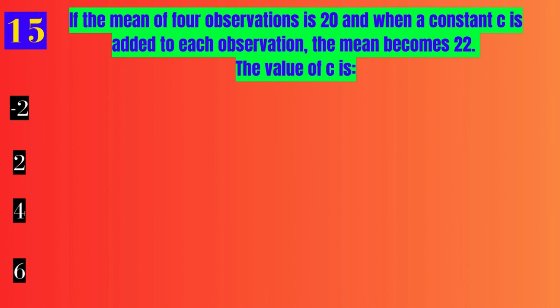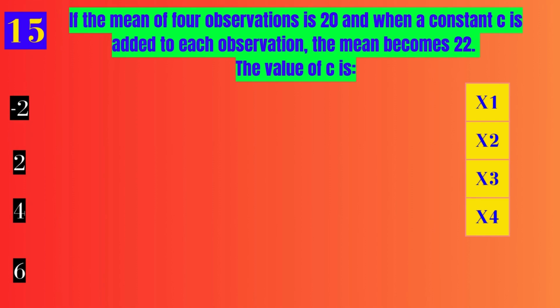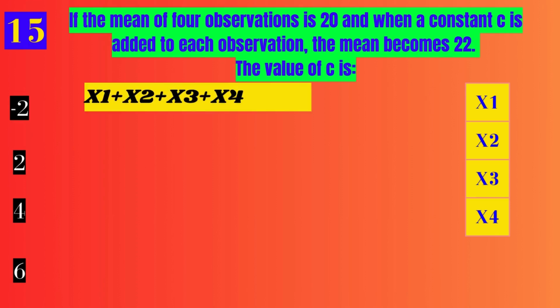Let's denote the 4 observations as x1, x2, x3, and x4. The mean of the original observations is 20, so we can write x1 plus x2 plus x3 plus x4, divided by 4 is equal to 20.